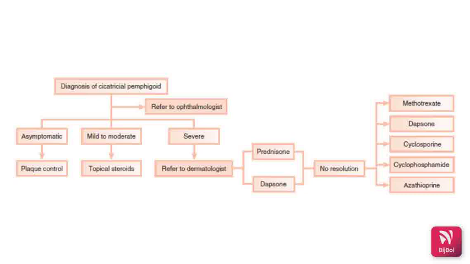So, in mucous membrane pemphigoid, the mainstay of treatment is topical steroids. We need to assess if the condition is asymptomatic, mild to moderate or severe. In severe cases, the patient is referred to a dermatologist. In mild to moderate cases, steroids are used. If the patient is asymptomatic, proper plaque control measures have to be followed.